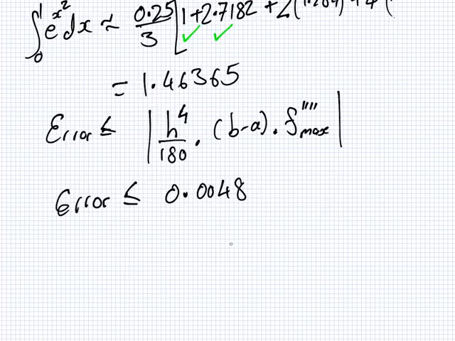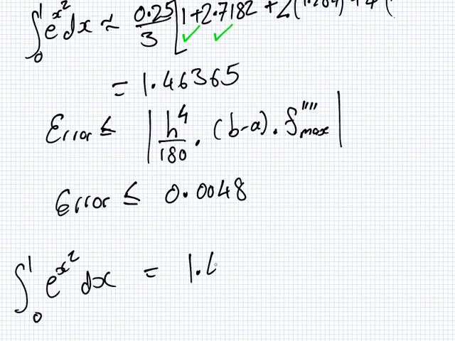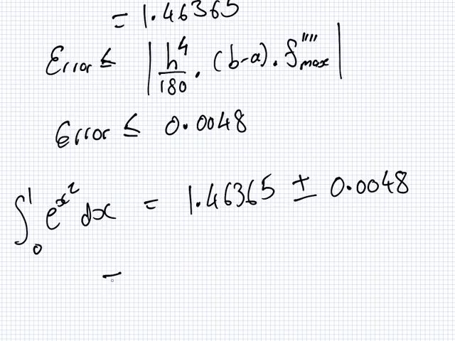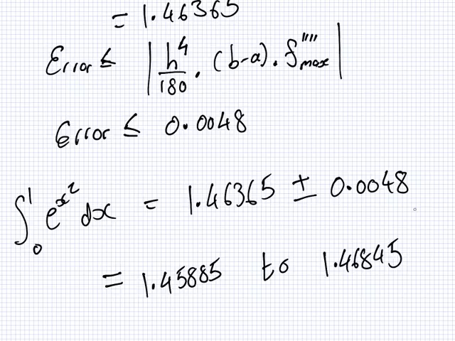0.0048. So what you're saying is the integration of 0 to 1 of e^(x squared) dx is equal to 1.46365 plus or minus 0.0048. So you're saying that this is between 1.45885 and 1.46845. So this is what you're saying the true value would be. Okay?